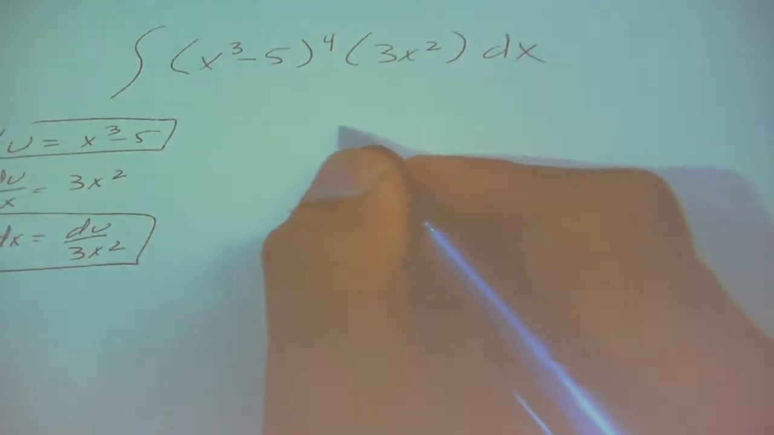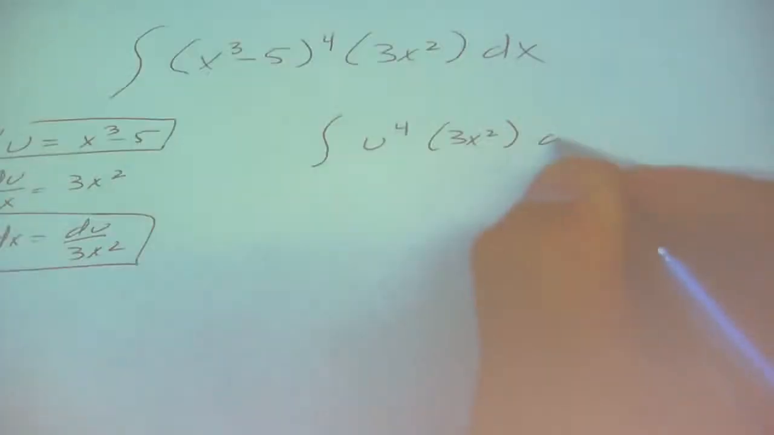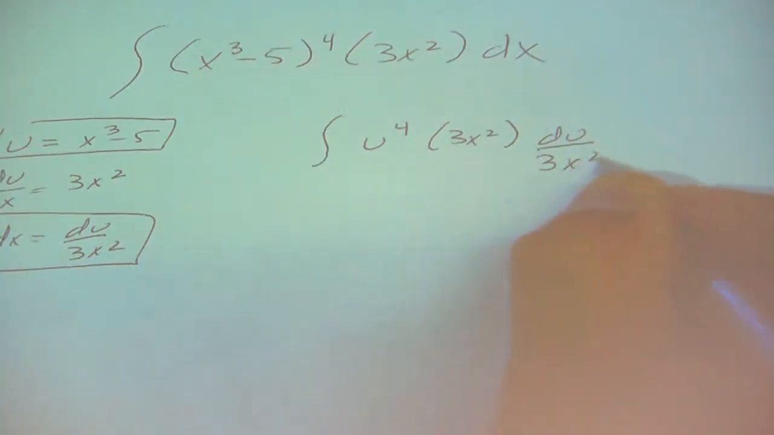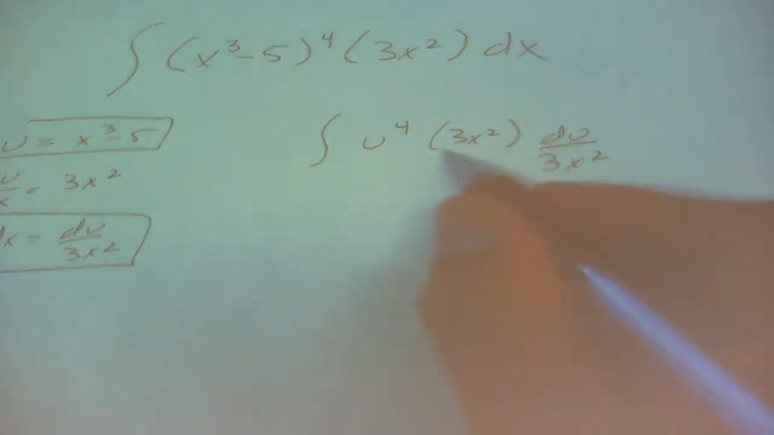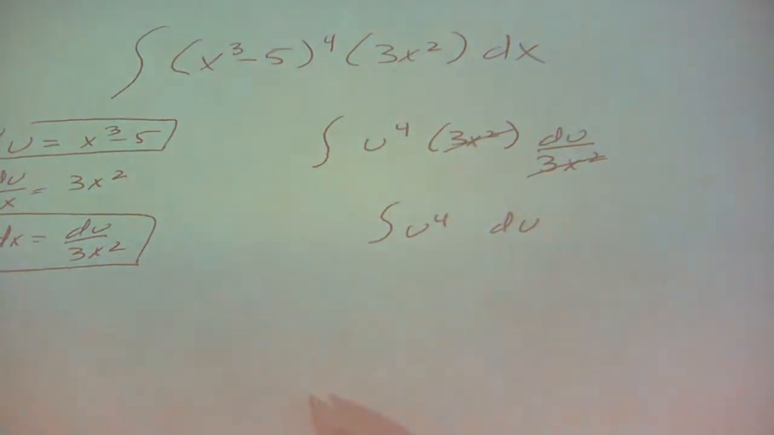Sometimes that happens. When I do the substitutions, this is going to be u to the 4, 3x squared, du over 3x squared. Cross out, cross out. The integral of u to the 4 du. This is going to be u to the 5th over 5 plus c. So your final answer is (x cubed minus 5) to the 5th over 5 plus c. Any questions?